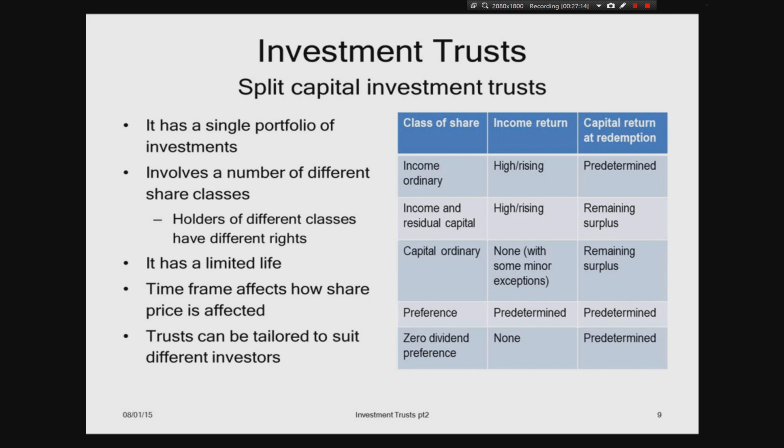So they're carrying most of the risk at wind up. We then have preference shares, which give a high safety margin. The amounts of income that they will receive is predetermined, as is the capital that will be returned at the wind up of the trust. And then finally you have zero dividend preference shares, which again don't pay out an income, but they have a predetermined capital return at redemption. So what I'm going to do is I'm now going to look at those different shares in a little bit more detail.